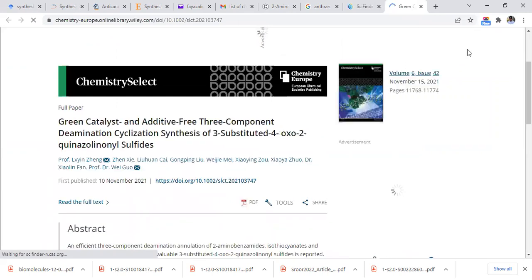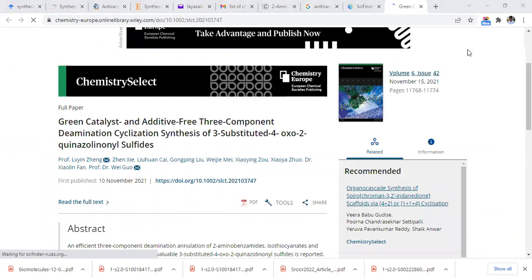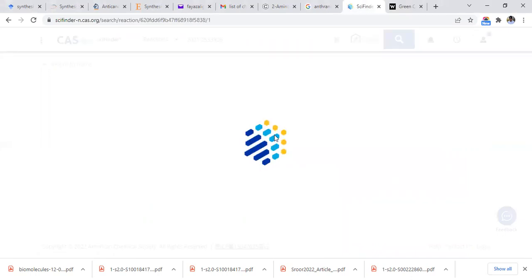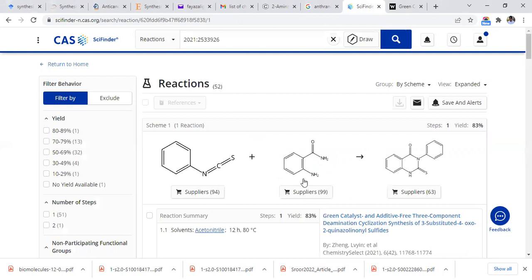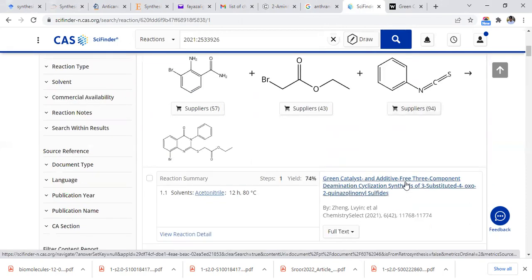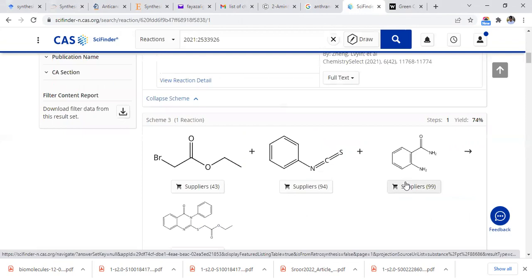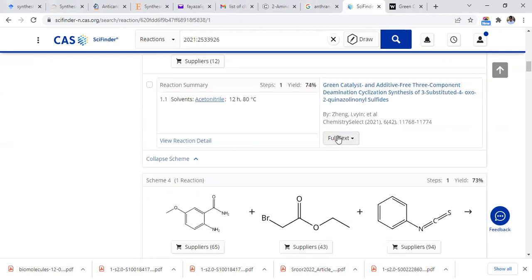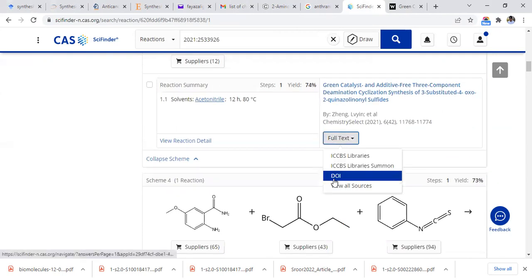Now we go back to these reactions, and there are 52 reactions of this. Let's see. When we do reaction with isothiocyanates, the quinazolinones are formed, and there are also reactions with these quinazolinone derivatives. These are the reactions, and if we want to search the research paper, the best option will be DOI.